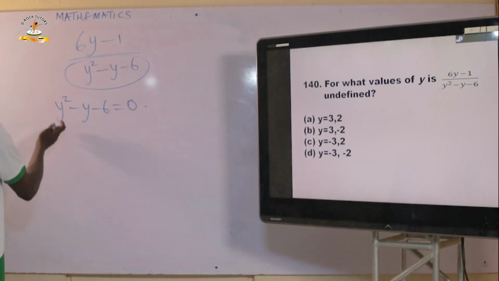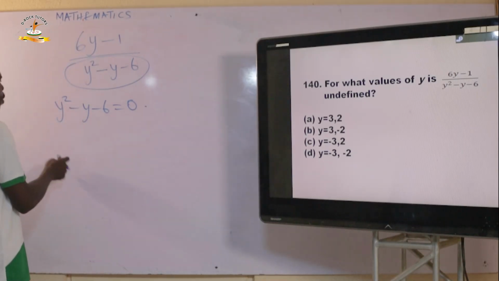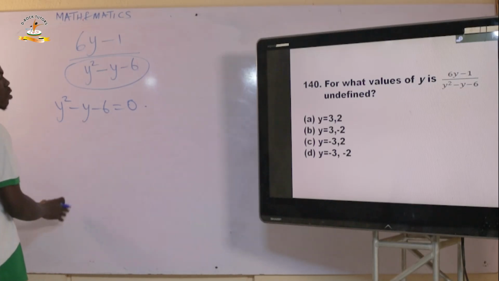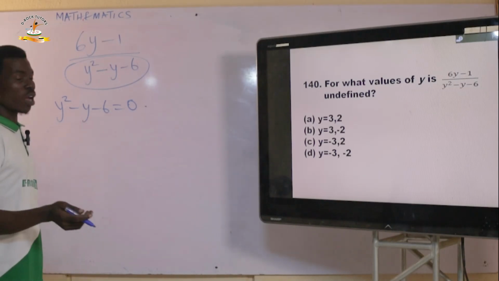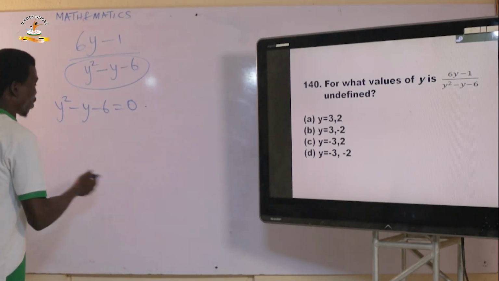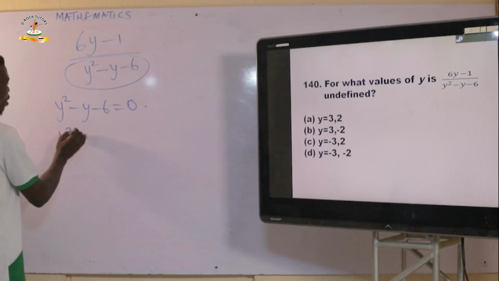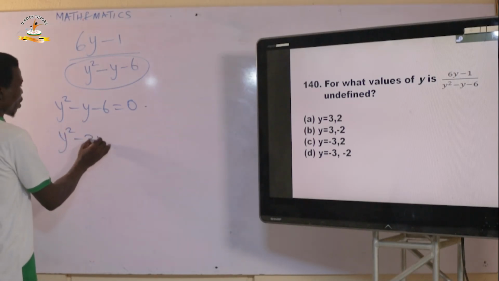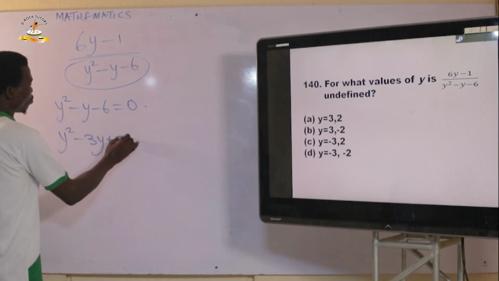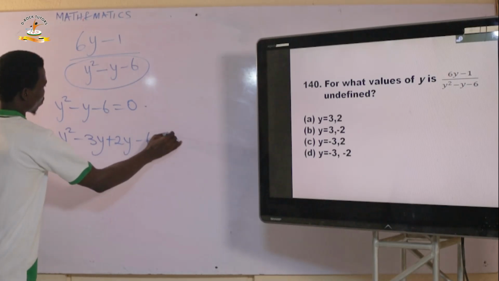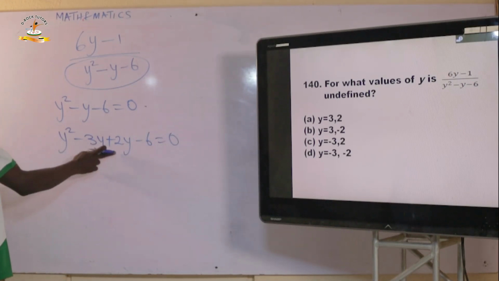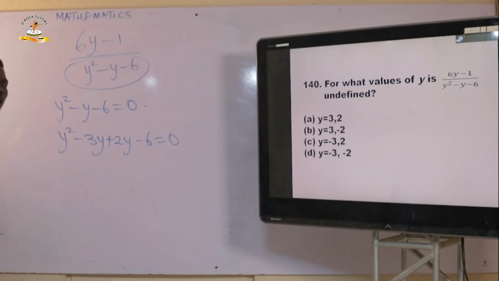Undefined. So let's solve this, and to solve this is not a problem. We just use our factorization method. So this is going to be y squared minus 3y plus 2y minus 6 equals 0, because minus 3y plus 2y is minus y. So we bring the first two and the last two and we put them in brackets.